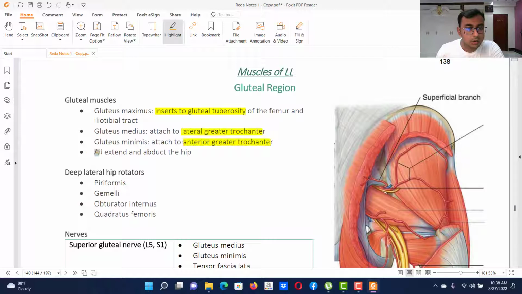Another important point is that these are called the abductors of the hip. Remember this. If asked which muscles are involved in abduction of the hip, in that case these three muscles will be the answer.